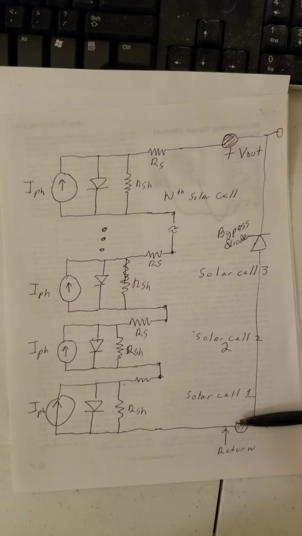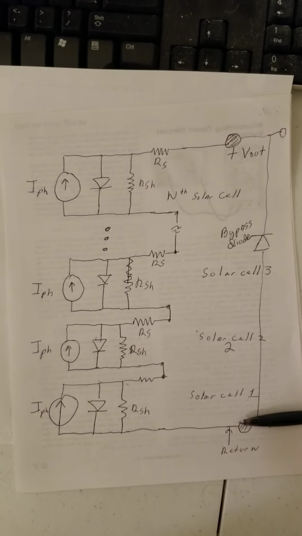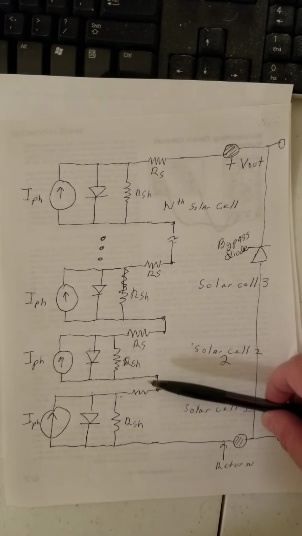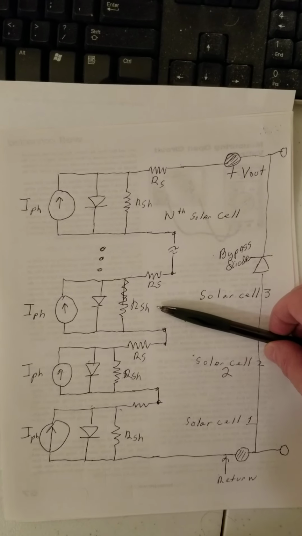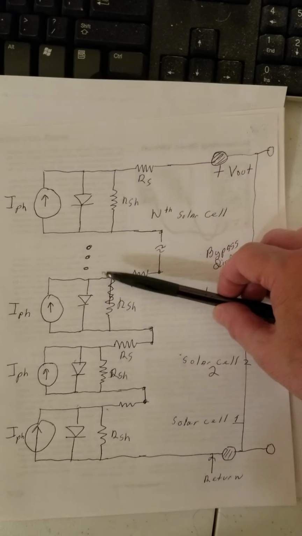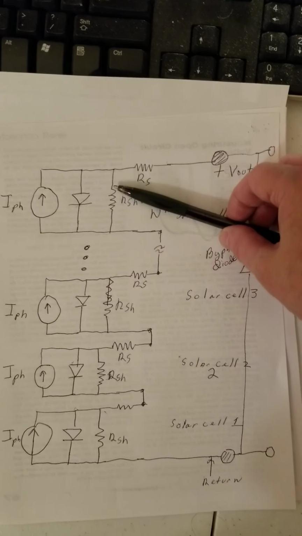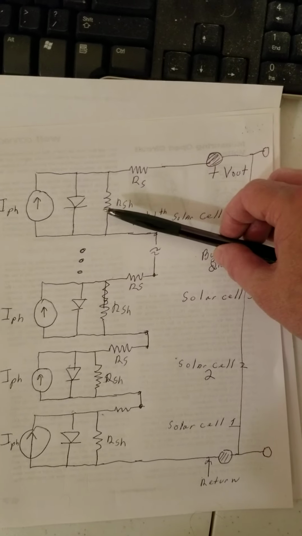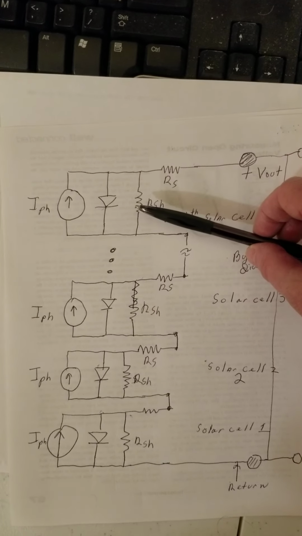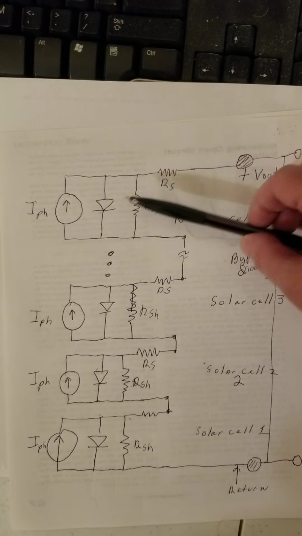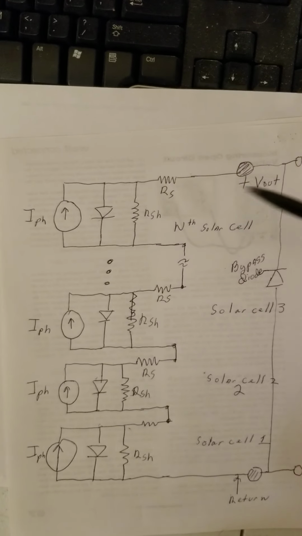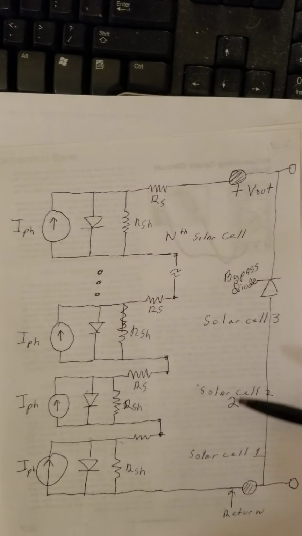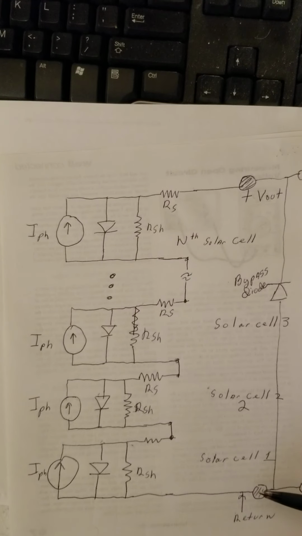Alright, this is part 2 of inside a solar panel. Here I have drawn out individual solar cells, and this gap here represents N, the number of cells in a particular panel. A 100-watt panel will have 36 of these cells in it. The output voltage would be from here to here.